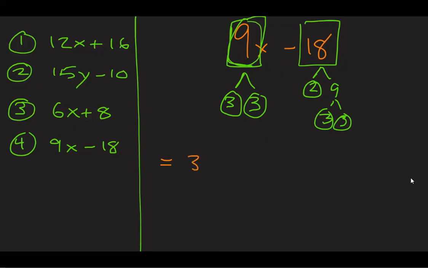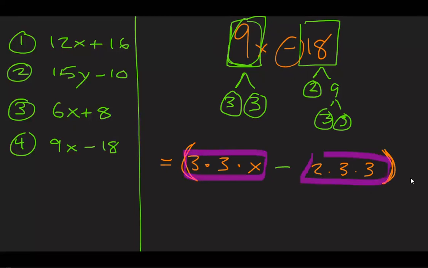9x can become 3 times 3 times x, just like all the other examples we've done. Drop down the sign, which this time is minus. 18 becomes 2 times 3 times 3. So same process we did before. Pretend this whole thing is in parentheses, or think of it being in parentheses, and let's circle what they both have in common. We have one term and a second term. What do they have in common? They both have a 3, and they both have another 3.